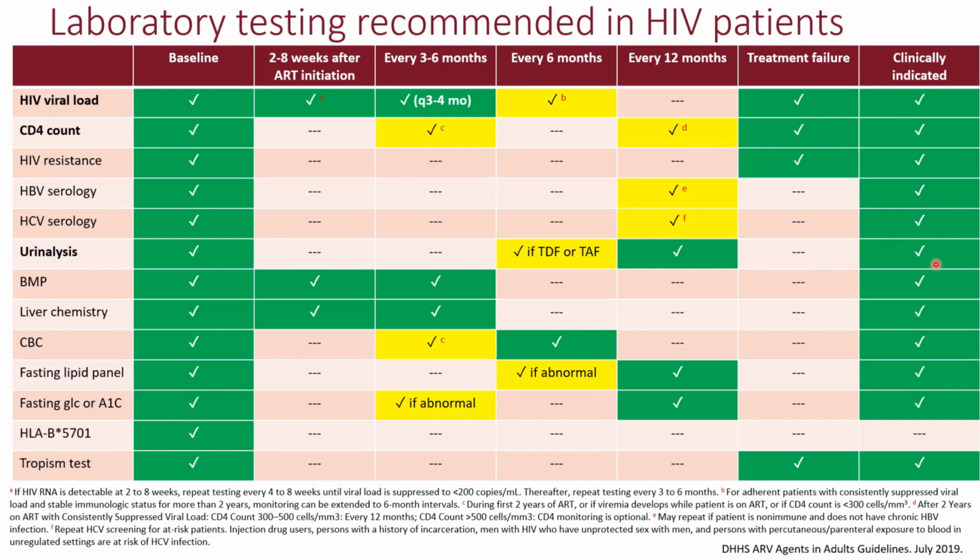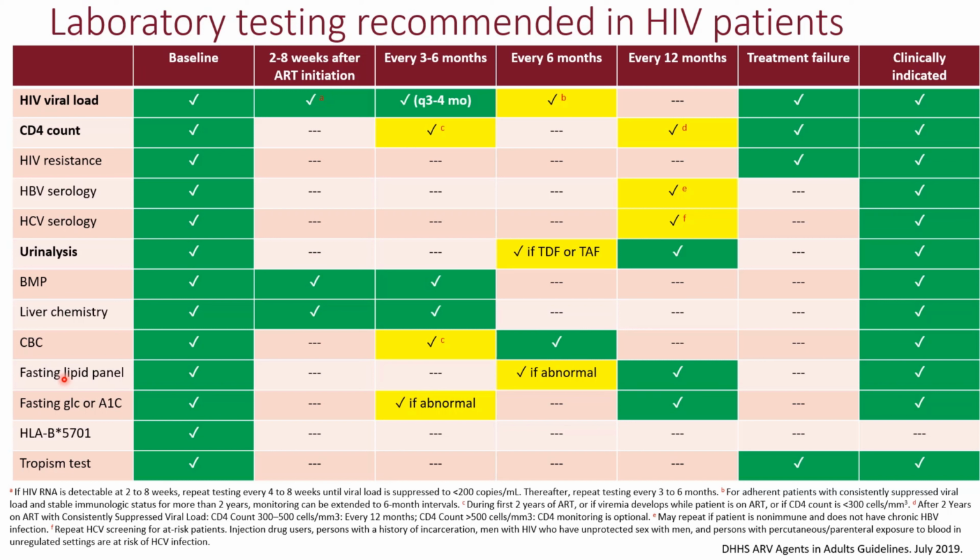For BMP and liver chemistries, you do get them at baseline and then 2 to 8 weeks just to make sure that the patient is tolerating the drugs, and then every 3 to 6 months just to make sure the drugs are not causing any toxicity. With the complete blood count, you do it at baseline, and then anytime that you need to get the CD4 count. For example, if you do need the CD4 count every 3 to 4 months, you also get the CBC. But at the very least, it's also recommended to get it every 6 months, and if clinically indicated.